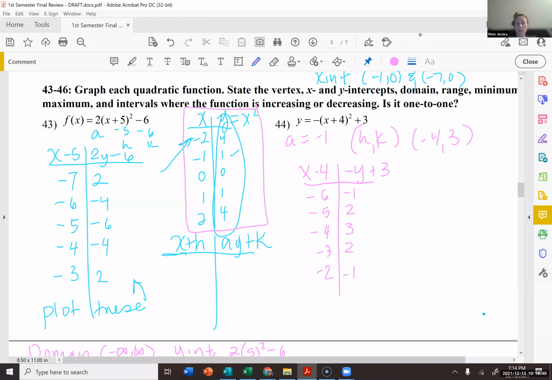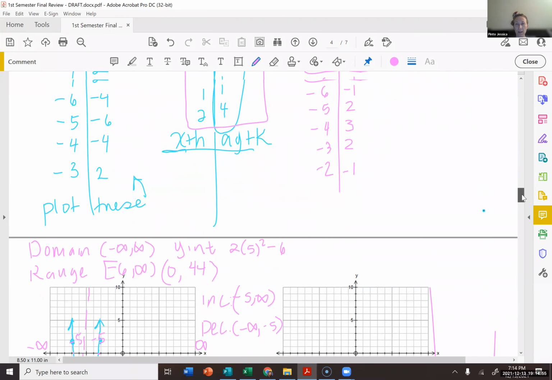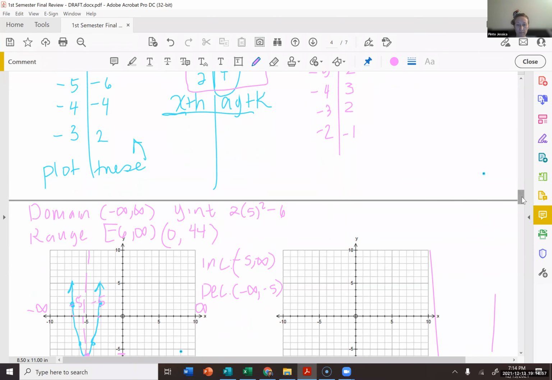So these are the specific ordered pairs that I want to plot. And I'll plot them on the grid. (-6, -1), (-5, 2), (-4, 3), (-3, 2), and (-2, -1).